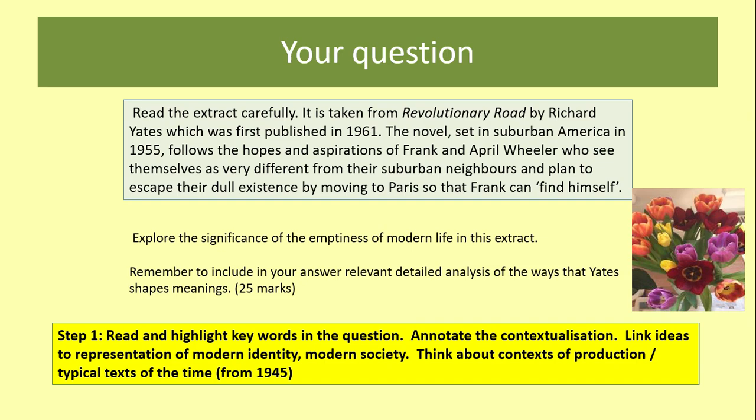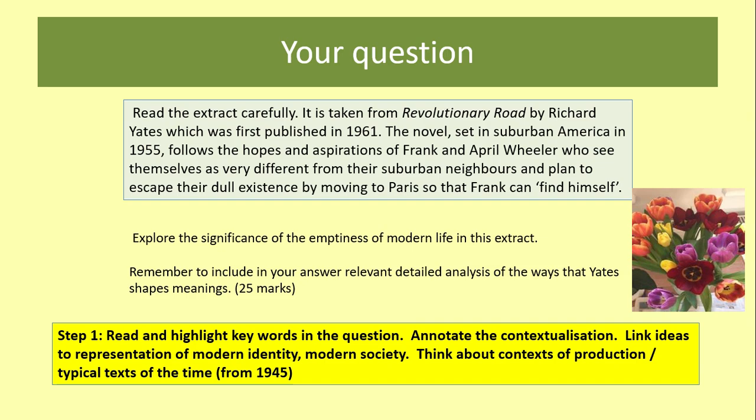So it says, read the extract carefully. It's taken from Revolutionary Road by Richard Yates, which was first published in 1961. The novel, set in suburban America in 1955, follows the hopes and aspirations of Frank and April Wheeler, who see themselves as very different from their suburban neighbours and plan to escape their dull existence by moving to Paris so that Frank can find himself. And then the question itself says, explore the significance of the emptiness of modern life in this extract. Remember to include in your answer relevant detailed analysis of the ways that Yates shapes meanings.